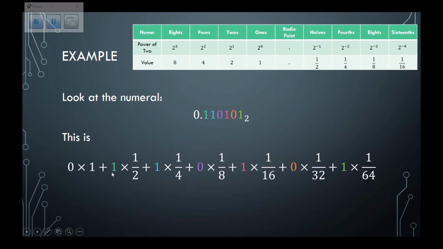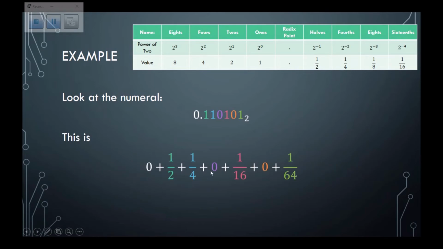But anyway, the key again, I have 1 times a half, 1 times a quarter, no eighths, 1 times a 16th, no 32nds, and 1 times 1/64th. So I need to add together 0, a half, a quarter, 0, a 16th, 0, and 1/64th, giving these all a common denominator of 64. Let's see, that would be 32, and 16 is 48, and 4 is 52, and 1 is 53. It's 53/64, or 0.828125, or 828,125 millionths.